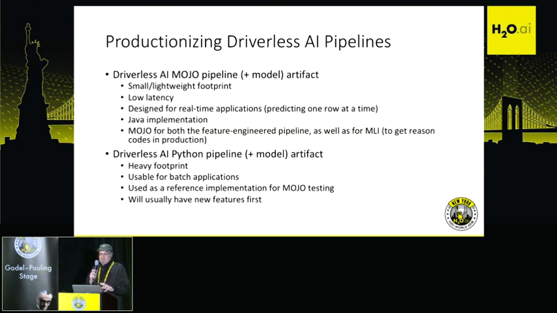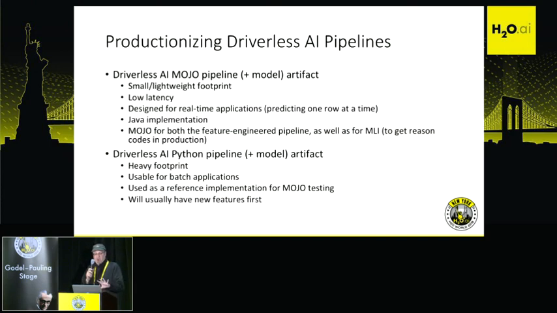The second kind of artifact is the driverless AI Python pipeline artifact. That's a more heavy footprint. It's all Python and using the libraries that driverless AI uses underneath. So things like NumPy, et cetera. And because it's pulling in all of those C-based artifacts, it's definitely a heavier footprint. It's good for batch applications. We actually use it as a reference implementation for testing that the Mojos are giving the right answers.